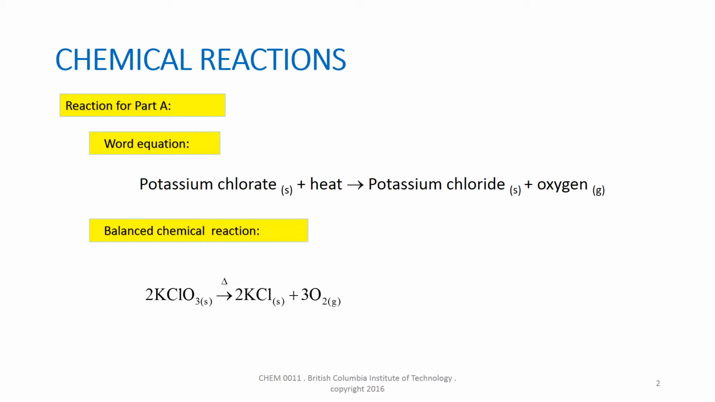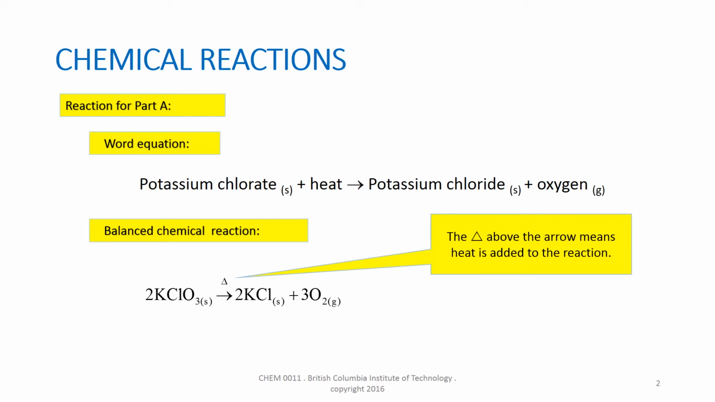The balanced chemical reaction is exactly as written. The triangle over the arrow means that heat is added to the reaction. When copying the balanced chemical reaction into your lab report, pay close attention to the use of subscripts for the chemical formulas and brackets to indicate the physical state of each compound.